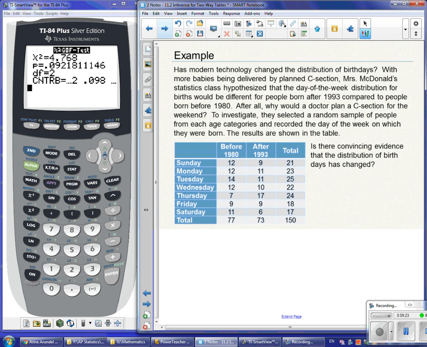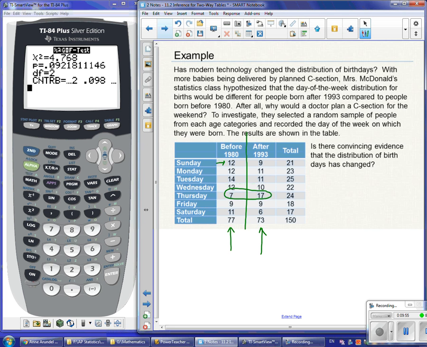So if you look just at the numbers in the table, we've got the distribution of birthdays before 1980 and then the distribution of birthdays after 1993. Our sample sizes are relatively similar, 177 and 173, and you can see that there are definitely some differences in the distribution. For example, Sunday seemed to be a pretty popular birthday for people born before 1980, but not so much after 1993. We see a big difference here, too, on Thursdays.